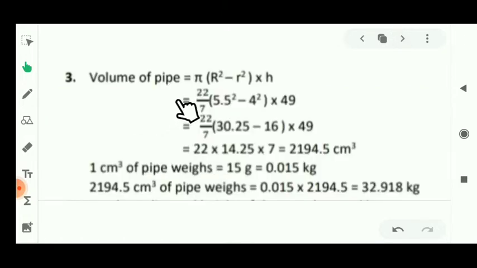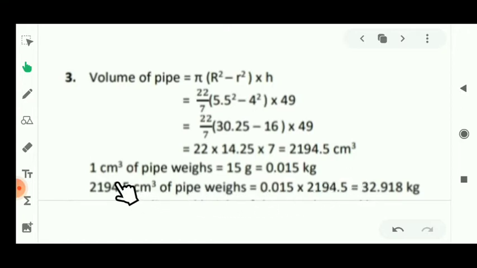Let's see the solution. Because the outer and inner radius is given in the question, we will apply the formula, that is volume of pipe equal to pi bracket outer radius square minus inner radius square multiplied by h. As you know, students, the pi's value is 22/7, bracket 5.5 square minus 4 square, multiplied by 49. After solving it, its value will be 2194.5 centimeter cube.